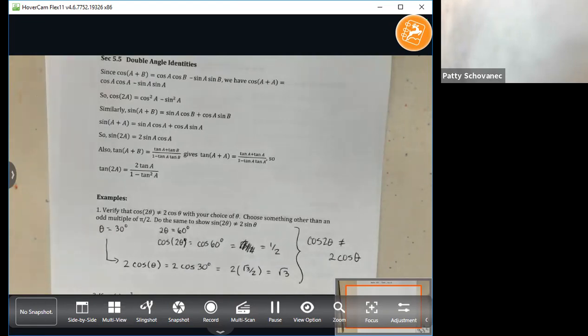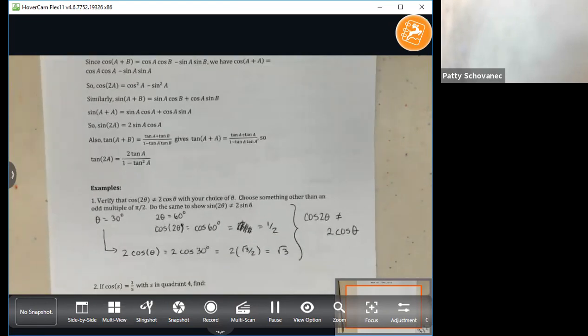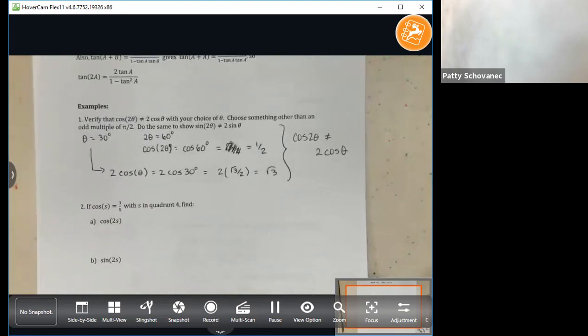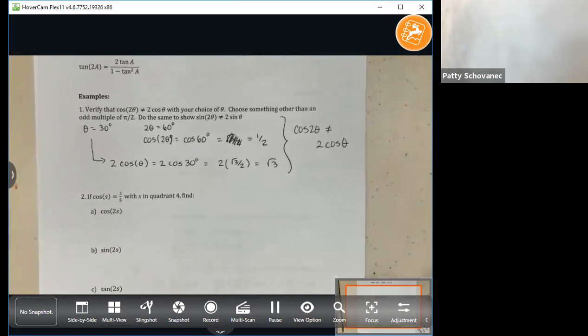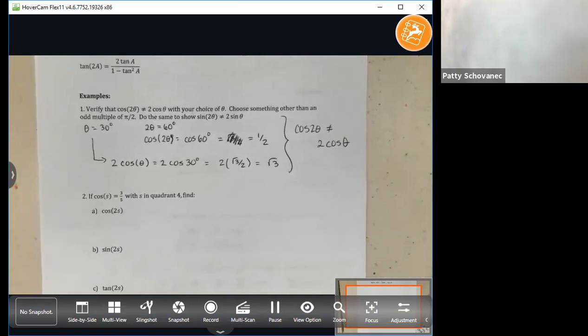Now let's mimic all the problems that we've done earlier. If you know the sine or cosine of a single angle, then you know all 6 of them. And if you know those, then you should know the sum of angles and the double angles. So on my second example, I said, you're given that the cosine of an angle S is 3/5, and angle S is in quadrant 4. Find the cosine of 2S, sine of 2S, and the tangent of 2S.